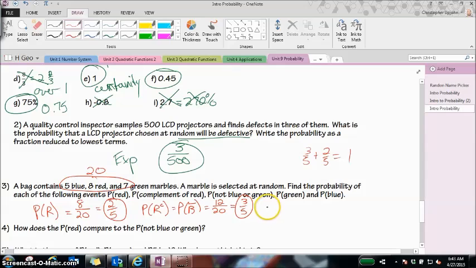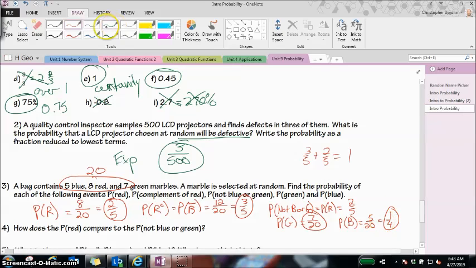Probability not blue or green. Well, if it's not blue or green, it's got to be red. So, not blue or green. Probability of red, which we already found out was 2 over 5. Probability of green is 7 out of 20. Can't simplify that, so we leave it alone. And the probability of blue is 5 out of 20, which we can simplify to 1 over 4.